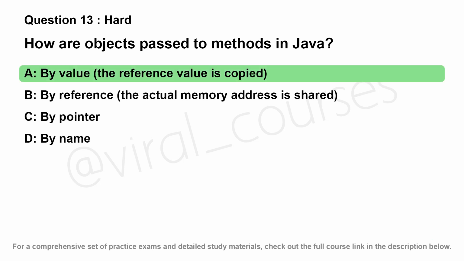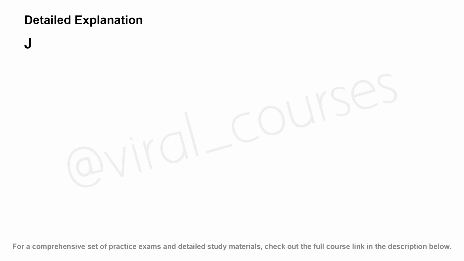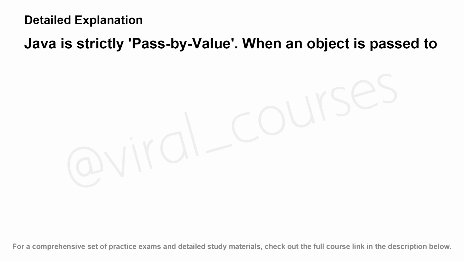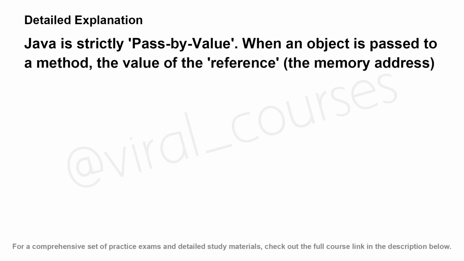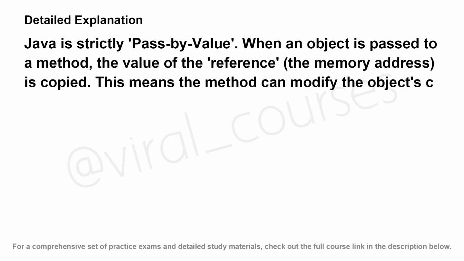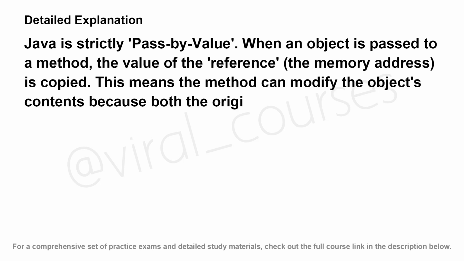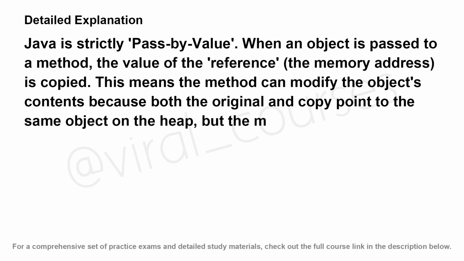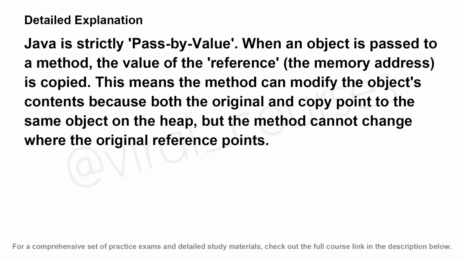The correct answer is A. Java is strictly pass by value. When an object is passed to a method, the value of the reference, the memory address, is copied. This means the method can modify the object's contents because both the original and copy point to the same object on the heap, but the method cannot change where the original reference points.